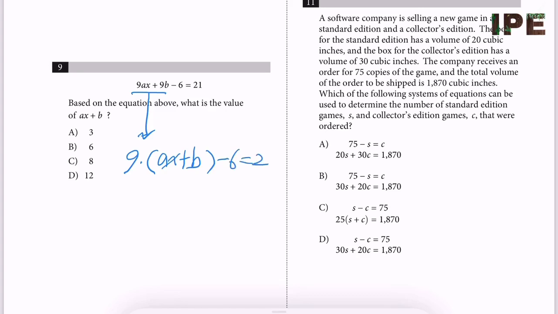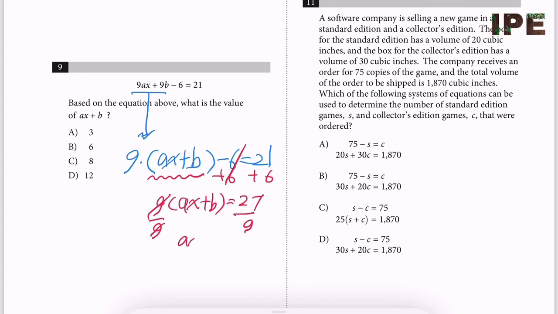Yes. And then it asks you, what is the value of this expression? So add 6 first. Cross out. So 9 times ax plus b equals 27, and then divide by 9, divided by 9. So ax plus b equals what? 27 divided by 9, that's going to be 3. So 3 is the answer.